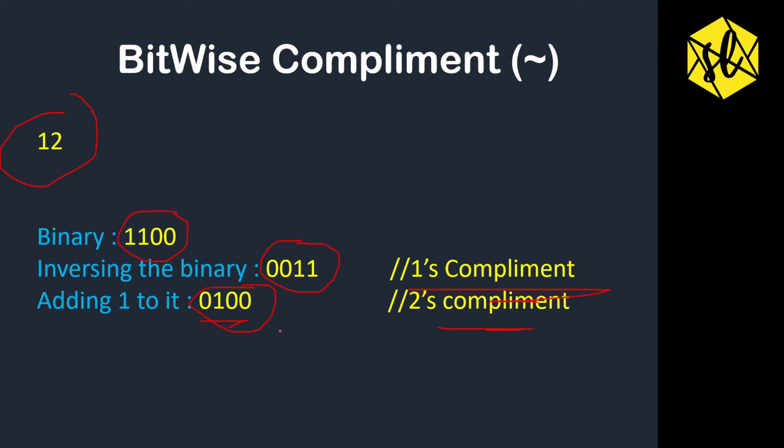In the C programming language, if we have a is equal to 2, then negative of a gives the 2's complement, but negation of a gives the 1's complement. The basic concept of 1's complement, that is bitwise complement, is this one. So we actually get the 1's complement by bitwise complement.